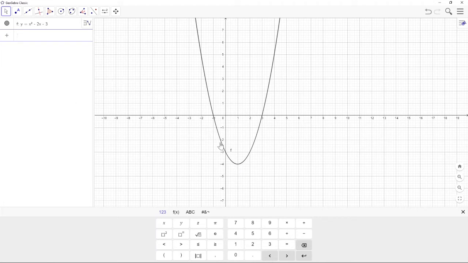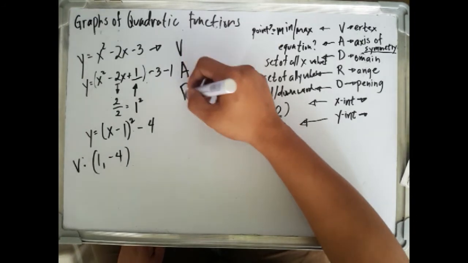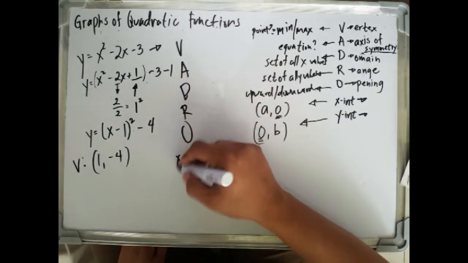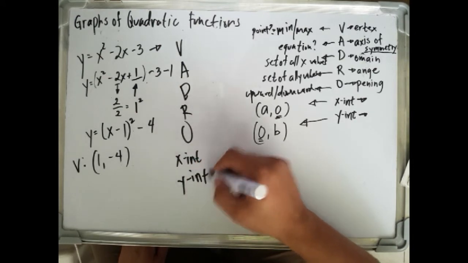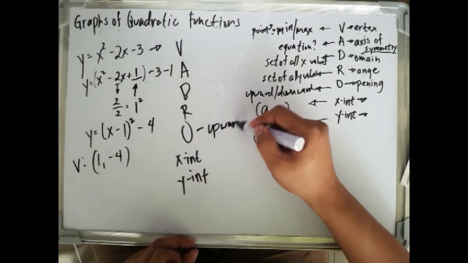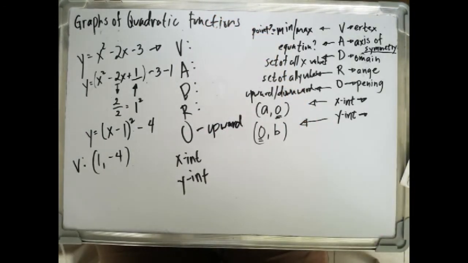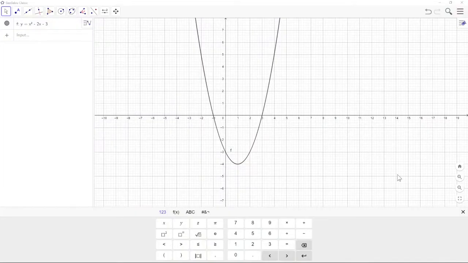Okay, so for us to find the vertex, we look at the graph. You can see it is opening up. So the opening, as we see in our graph, is upward. Therefore, the vertex is the minimum. Reading the graph, the vertex is (1, negative 4). You can see here, (1, negative 4).